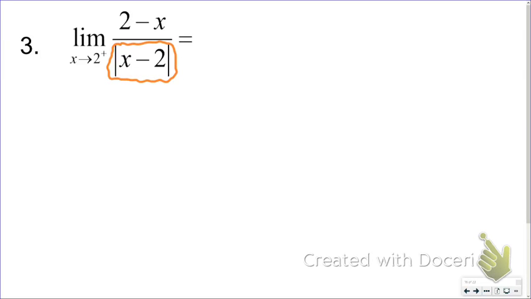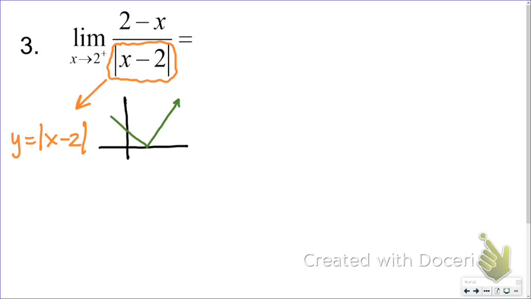Okay, and let's address this. y equals the absolute value of x minus 2. So that's an absolute value graph that is shifted 2 to the right. So it looks like this. And of course, it goes through this point here, 2, 0.